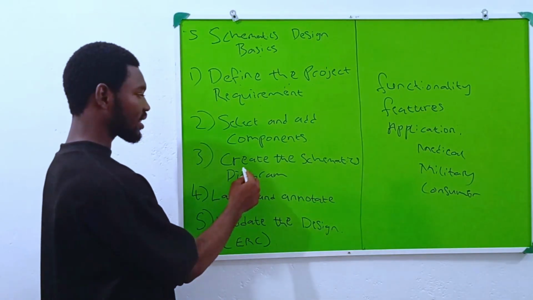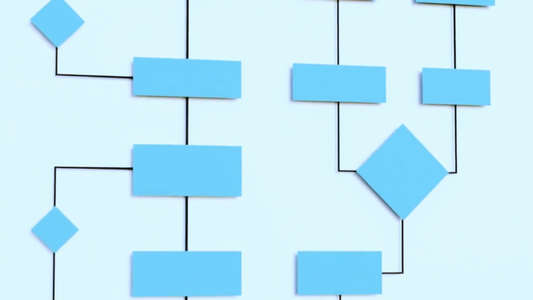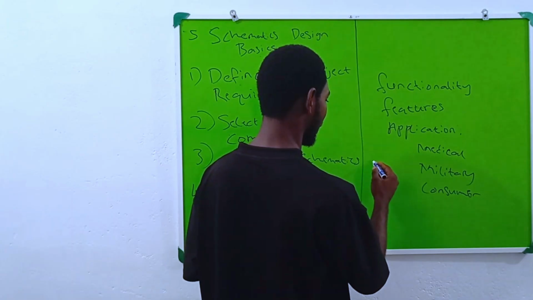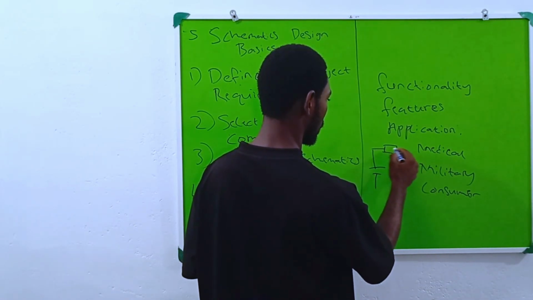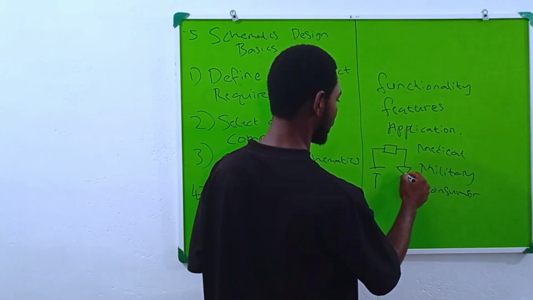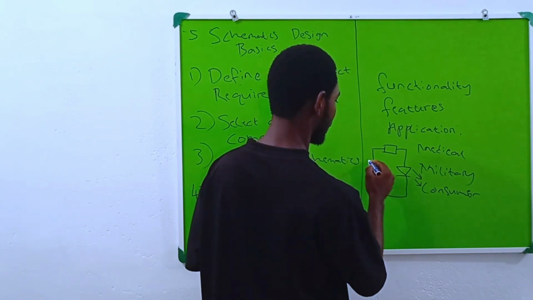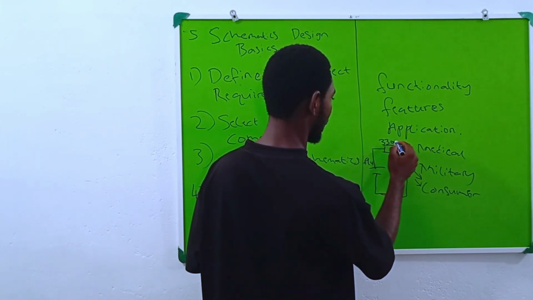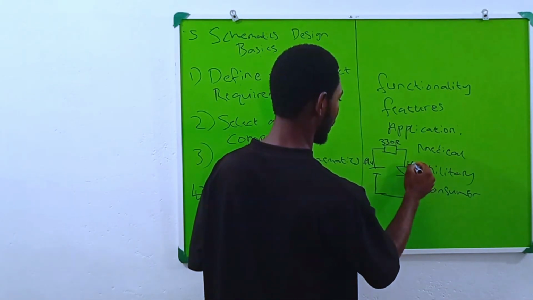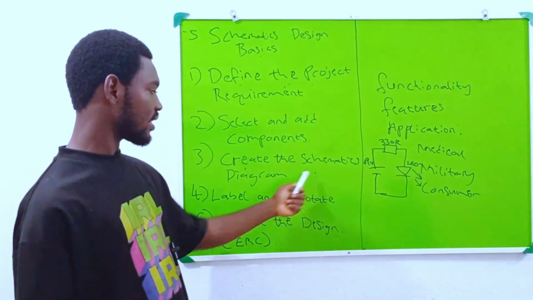Then number 3 is actually create the schematic diagram. This is where you start drawing your schematic diagram. Like you can have a simple LED circuit. We have our battery, we have our resistor, then we have our actual LED, light emitting diode. So let's say this is 9 volts, plus 9 volts. This is 330 ohms, and this is the LED. So this number 3 is where you actually create the schematic diagram.